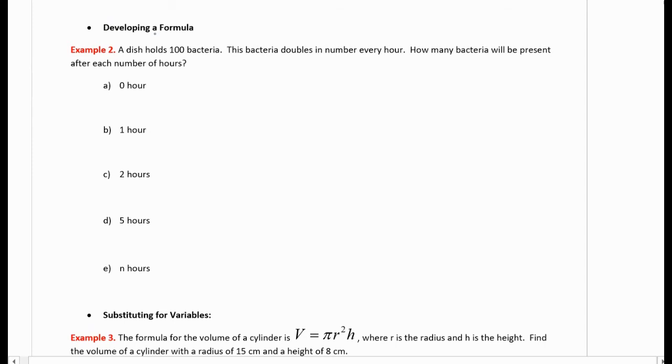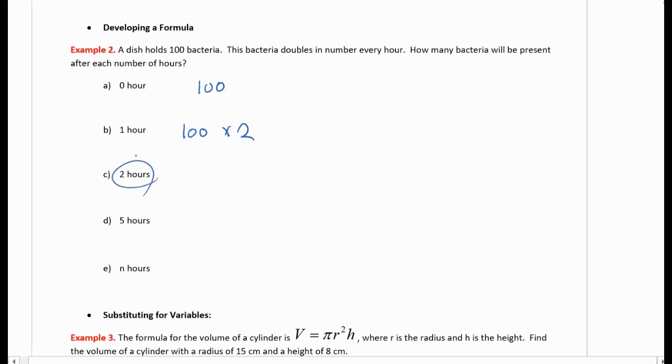Developing a formula. A dish holds 100 bacteria. This bacteria doubles in number every hour. How many bacteria will be present after each number of hours? At 0 hours, there were 100 bacteria. After 1 hour, it says each hour it doubles. Okay, so 100 times 2.